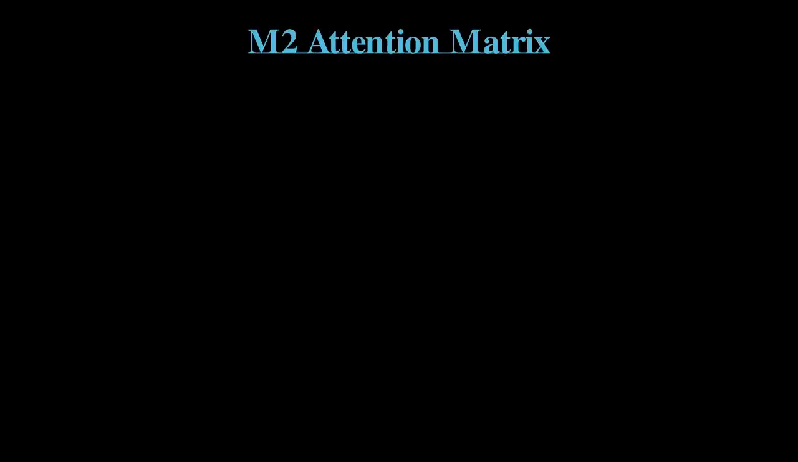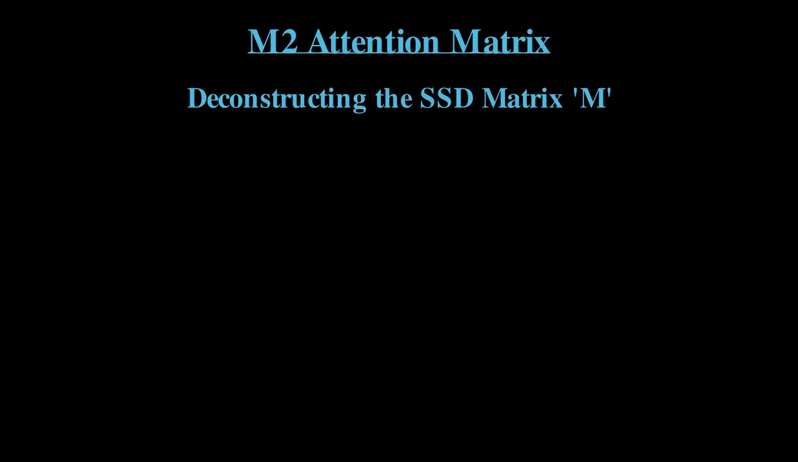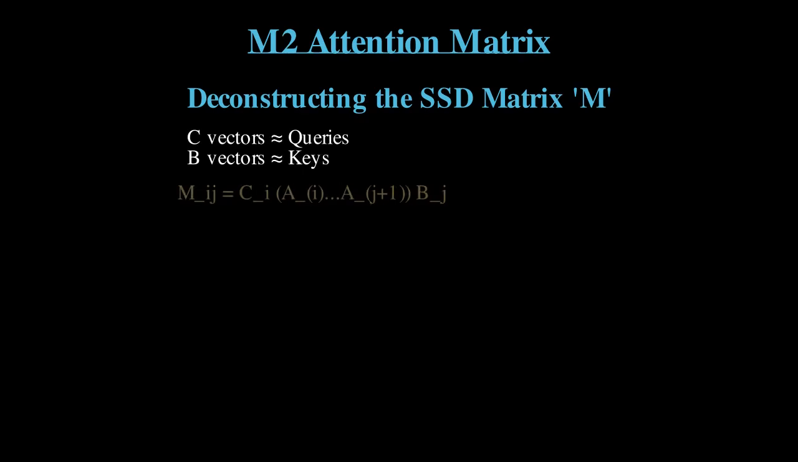So, what exactly is this M matrix in SSD? It plays the role of the attention matrix, and its components have direct analogs. The C vectors behave like queries. The B vectors behave like keys. The most interesting part is the structure between them. In SSD, the element M sub ij, which connects input j to output i, is formed by C sub i times a product of a scalars times B sub j.